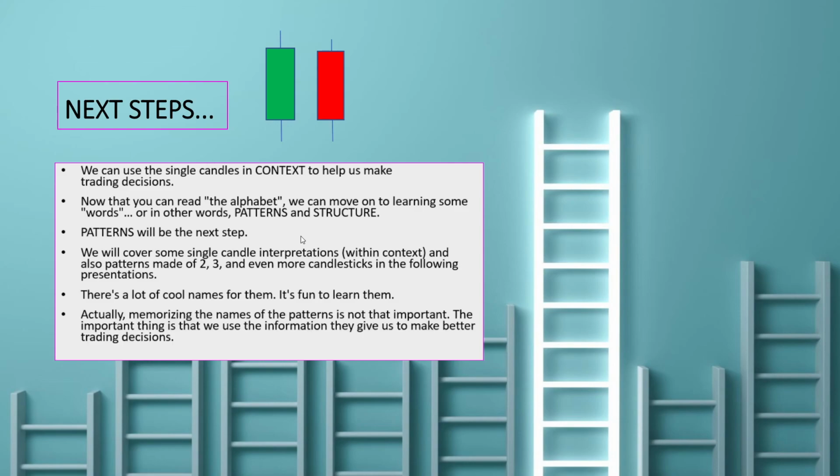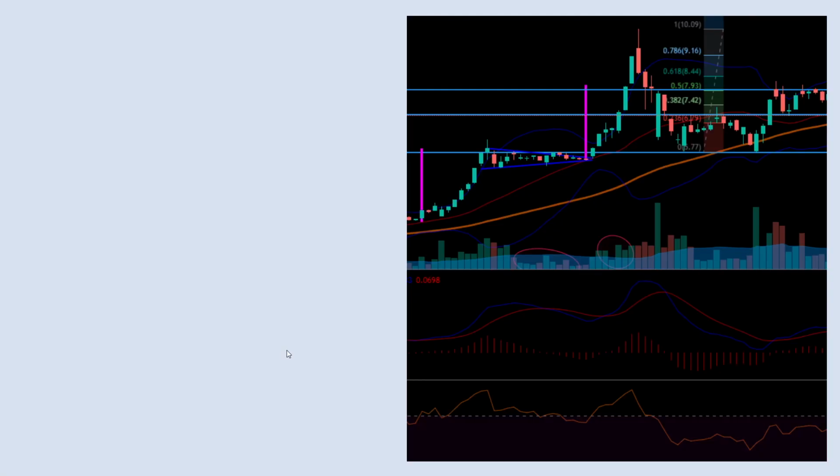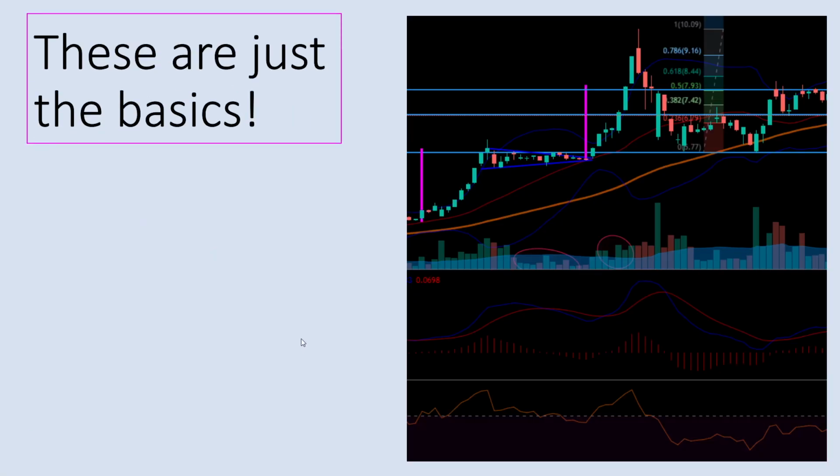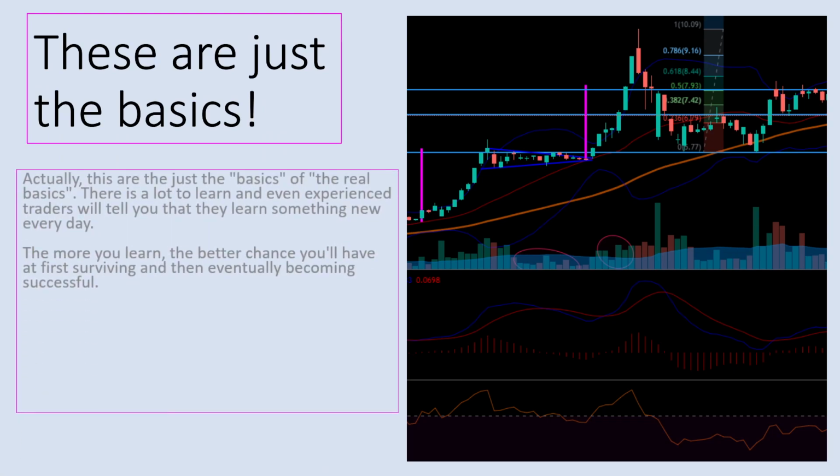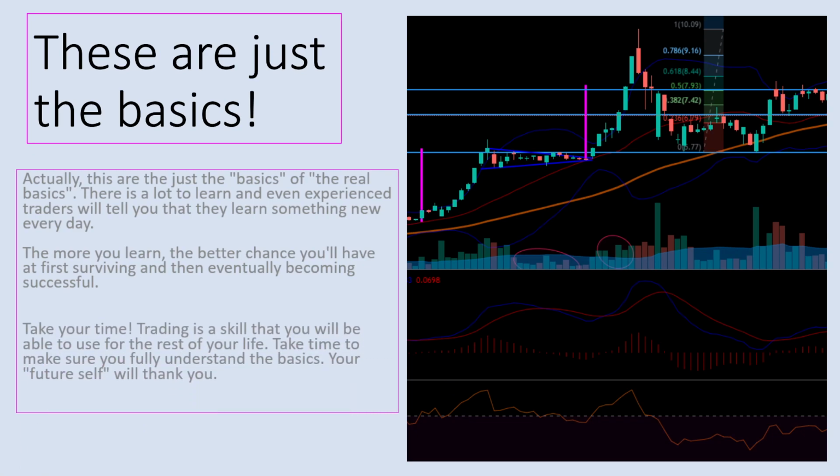But memorizing the names of the patterns is not actually important. It's not going to make you money if you just memorize the names, right? What will make you money, though, is if you use the information they give us to make better trading decisions. Okay, these are just the basics. Actually, they are just the basics of the real basics. There's a lot to learn, so much to learn, and even experienced traders will tell you that they learn something new every day. So the more you learn, the better chance you'll have at first surviving and then eventually becoming successful in this trading game.